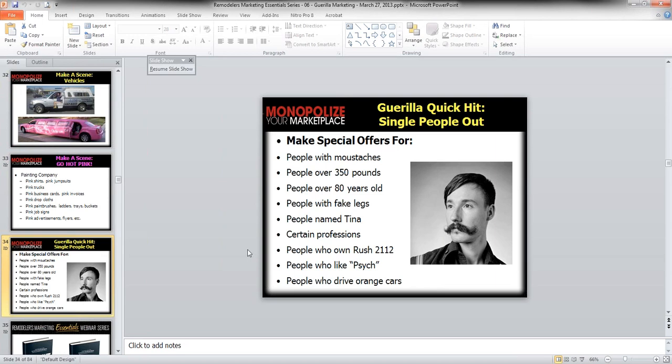If you've got a mustache, I'll give you $100. These are just articles. Then we come in here and we write an article about singling people out.